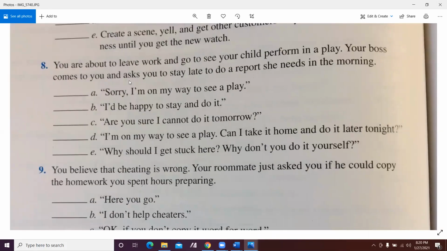Situation 8. You are about to leave work and go to see your child perform in a play. Assume you are a parent. Your boss comes to you and asks you to stay late to do a report she needs in the morning. A: sorry, I am on my way to see a play. This is aggressive, kind of. B: I would be happy to stay and do it. Indeed, passive. C: are you sure I cannot do it tomorrow? Kind of passive. D: I am on my way to see a play. Can I take it home and do it later tonight? This is assertive. E: why should I get stuck here? Why don't you do it yourself? This is indeed aggressive, hurting the relationship.